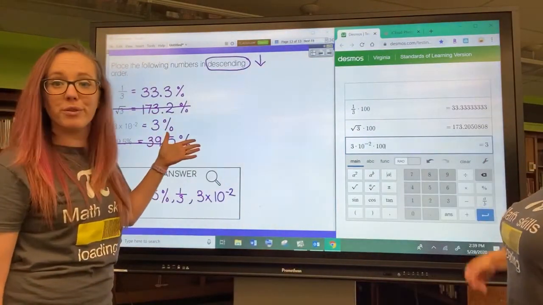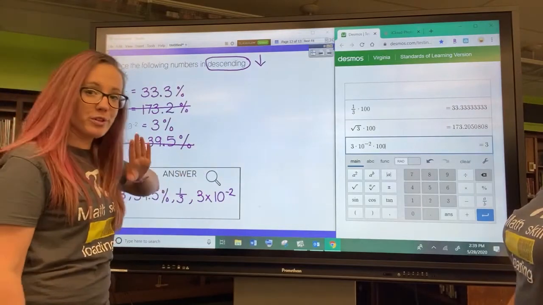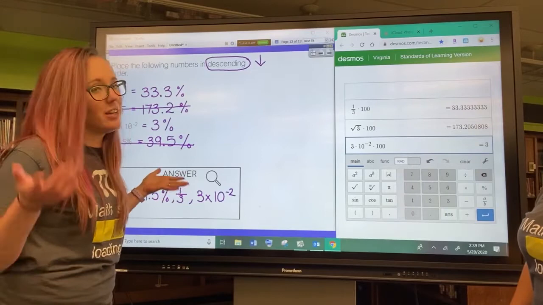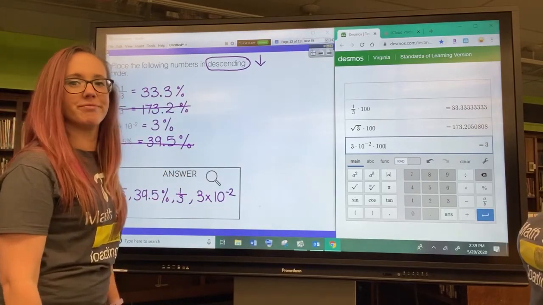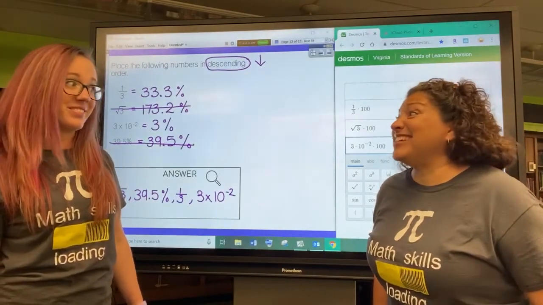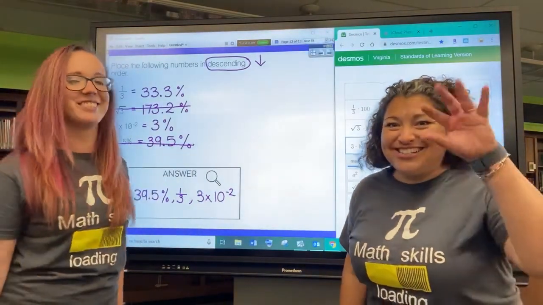So if you follow those steps, this is totally manageable, totally doable. And if you need help while you're practicing today, just remember to ask your teacher. Absolutely, that's all there is to it, because we can all do math. We are math whizzes. Yes, we are. See you guys later.